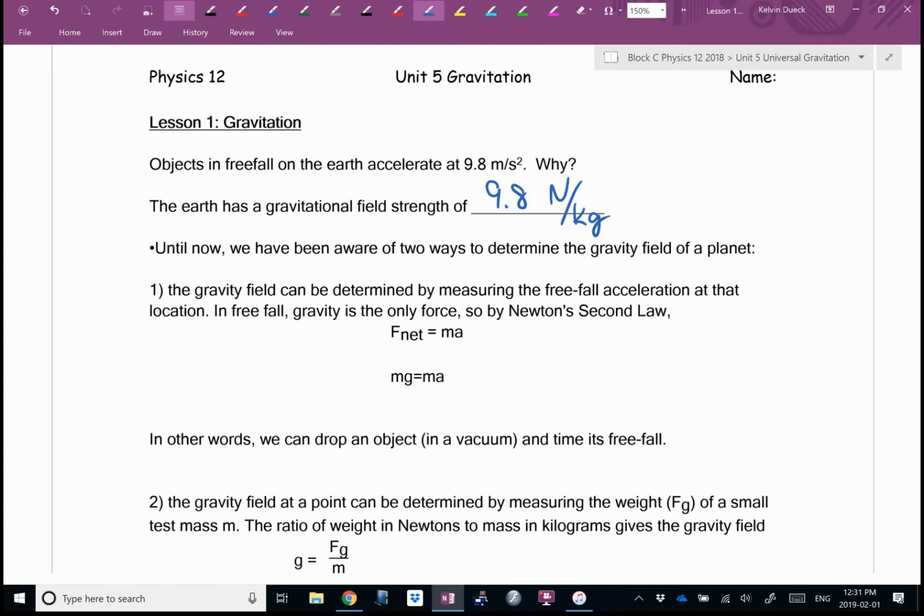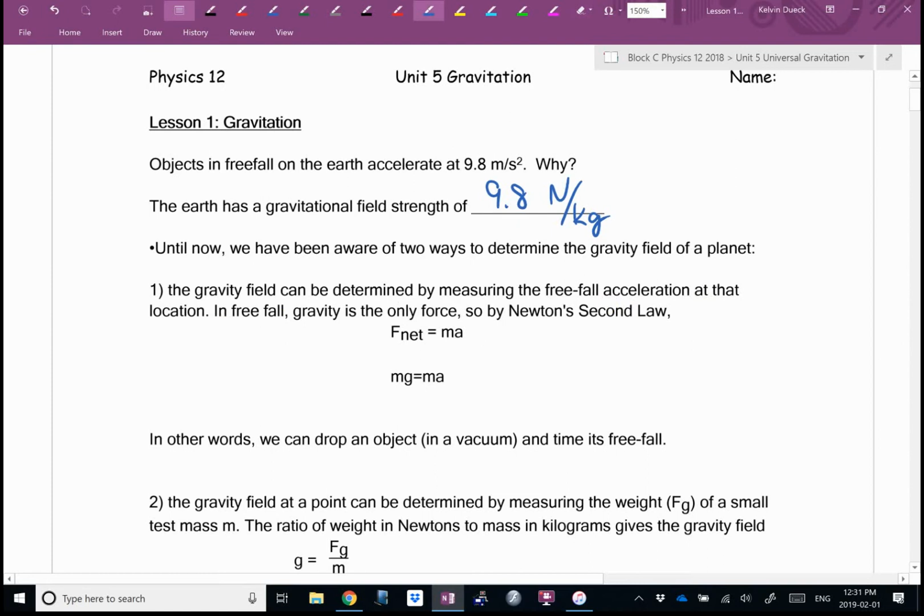Up until now, we've been aware of two ways to find this little g, this 9.8. One way we did last year, you remember we did a lab activity in the back stairwell where you were dropping an object and timing how long it took to hit the ground, and we were trying to use that to calculate g. Now we were way off because of human reaction time. I was happy if you got anything between 5 and 15 meters per second squared.